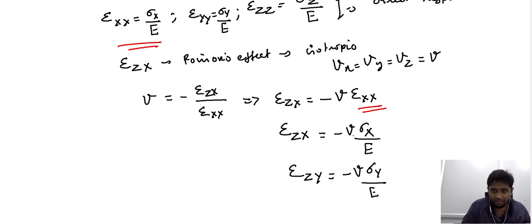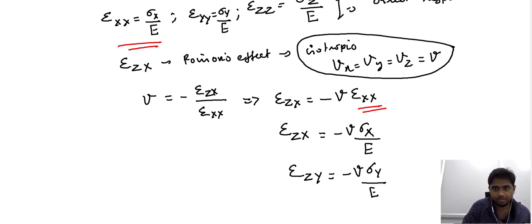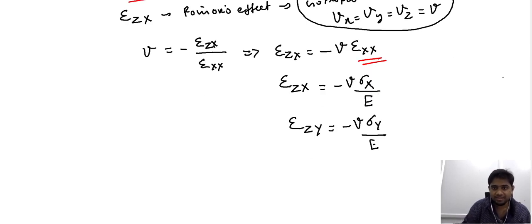Again, we have not added any subscripts to either the Poisson's ratio or the Young's modulus because we have assumed our system to be isotropic. Now what we have essentially done is we have considered the indirect responses along the z-axis and we were able to arrive at the corresponding expression.